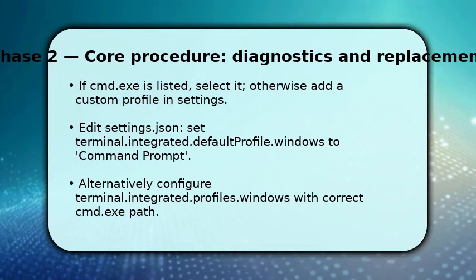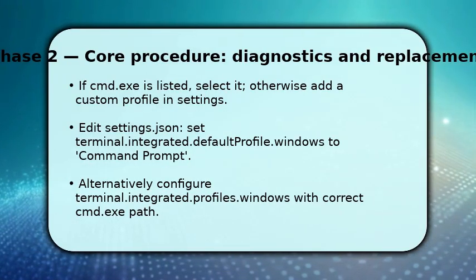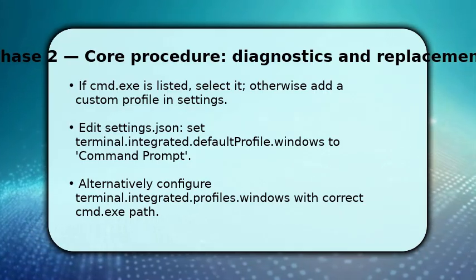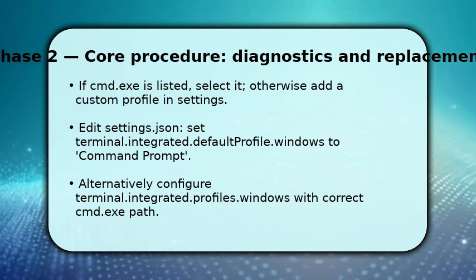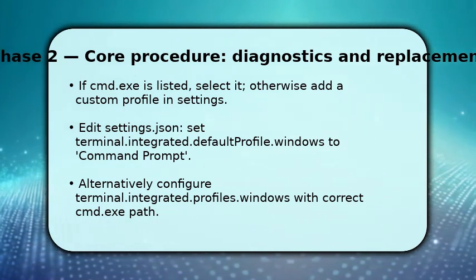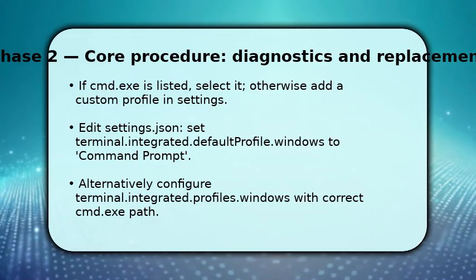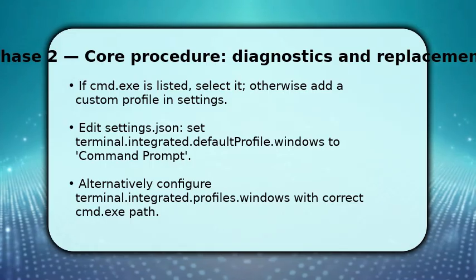JSON under Terminal, Integrated, Profiles, Windows with a label and the CMD.EXE path. For example, C:/Windows/System32/CMD.EXE. Once saved, restart VS Code or reload the window. Doing this ensures the change is persistent and works across workspaces and updates.